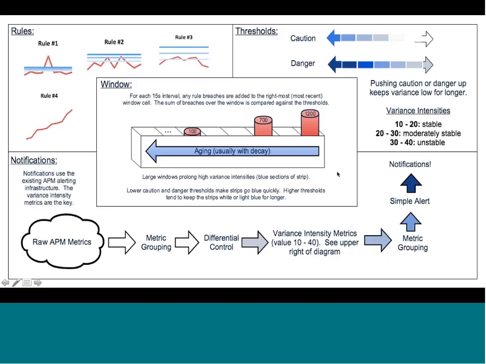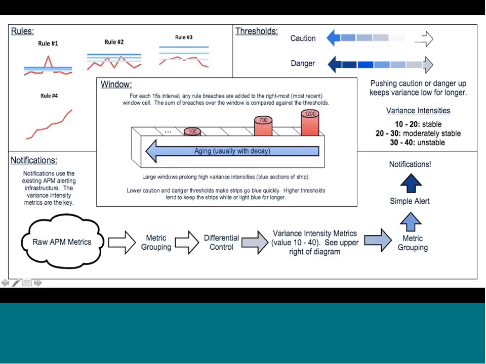And then in the middle, this is really the heart of how the feature works. Each of the rule breaches drops a certain weight into a window. On the right is the most recent measurement, and on the left is the oldest measurement. You can change the size of the window, and the weight of the breaches is controlled by the thresholding that we just talked about. But the point is that whatever weight you drop and however many bits of weight are left, that's the sum of the window, and that's what more or less directly corresponds with the variance intensity.